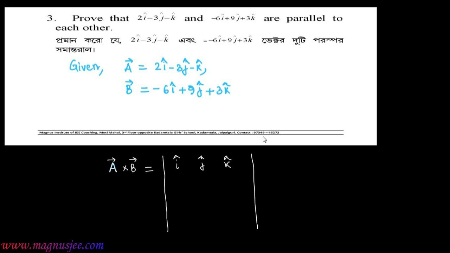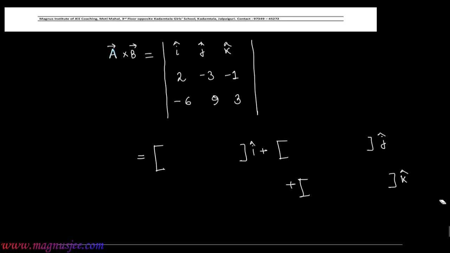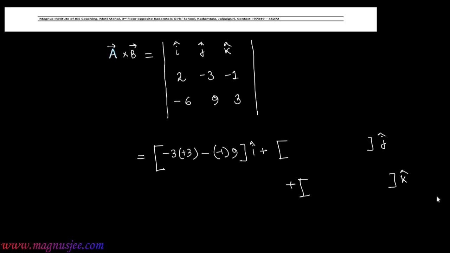Therefore, vector A cross vector B equals the determinant with i cap, j cap, k cap. Below this we write 2, minus 3, minus 1, and below this the rectangular components minus 6, 9 and 3. Now writing 3 brackets with i cap, j cap and k cap, the component of i cap will be minus 3 into 3 minus 1 into 9. With j cap, we write minus 1 into minus 6 minus 2 into 3, and the component of k cap will be 2 into 9 minus 3 into minus 6.